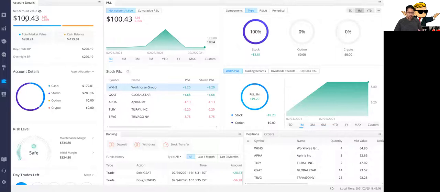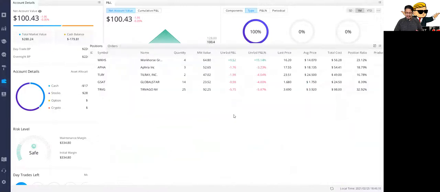So pretty much this is my account. These are my positions right now. I did trade GameStop in another account. So that's a separate account, but this is my small account that I'm making public. So these are the stocks that I currently own on this account. I do own Workhorse. I do own Aphria, Tilray, again, these are the cannabis sector, Global Star. This is a 5G sector, and Trivago. This is a reopening trade, a travel stock.